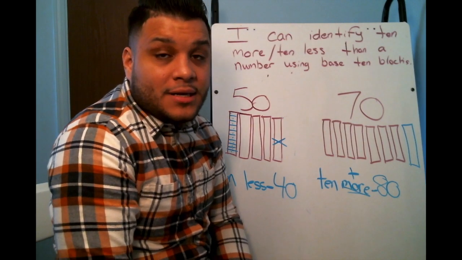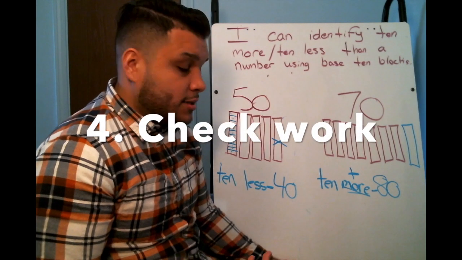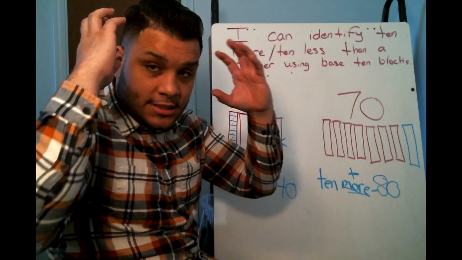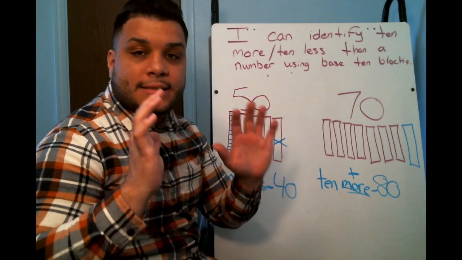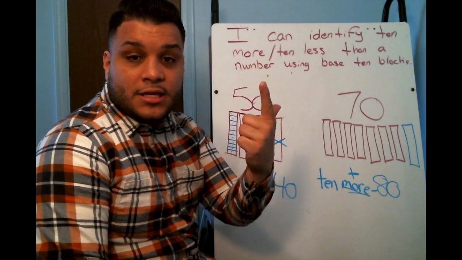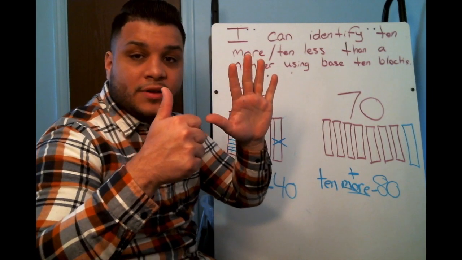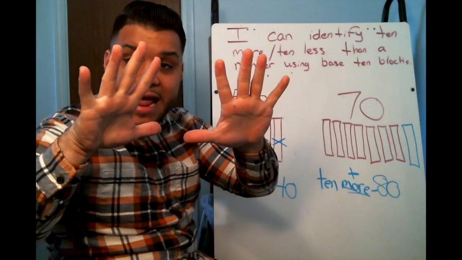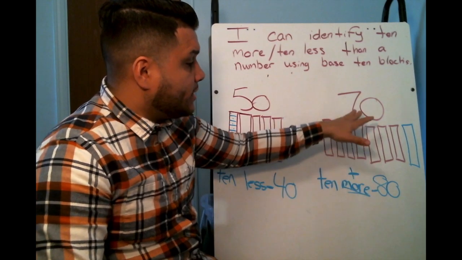My last step, because I always want to make sure that I'm doing this right and I'm checking my work, is to check my work. So I have 80 here. So I'm going to hold 70 in my head. And I'm going to count how many more? Yes, 10 more. Ready? So we're at 70, 71, 72, 73, 74, 75, 76, 77, 78, 79, 80. 80 is 10 more than 70.